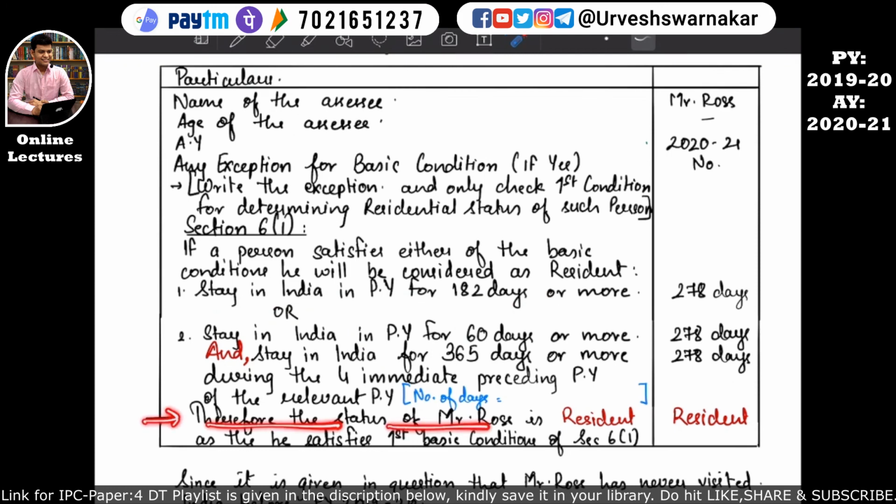Therefore, the status of Mr. Ross is resident as he satisfies the first basic condition of section 6 subsection 1. So that's why we don't need to see the second basic condition if this first basic condition is satisfied. I hope this is quite clear.